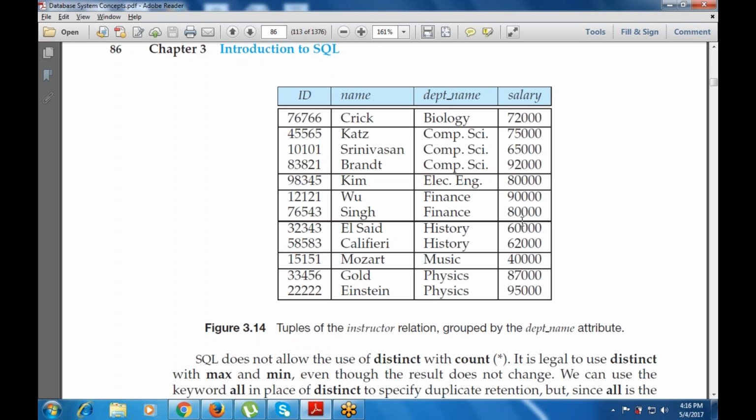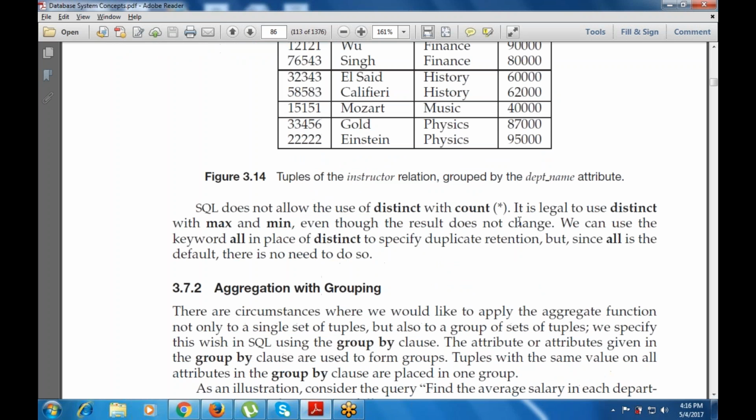And SQL does not allow the use of distinct with count asterisk. It is legal to use distinct with max and min, even though the result does not change. But we can use the keyword all in place of distinct to specify duplicate retention. If I want the duplicate data to come, we use the all keyword. But since this is the default, there is no need to do so.